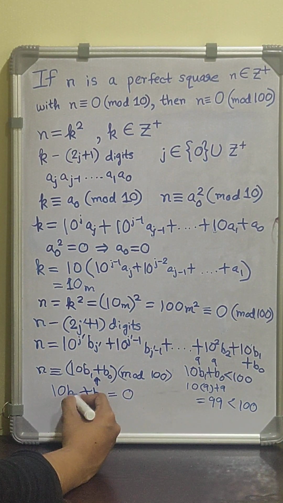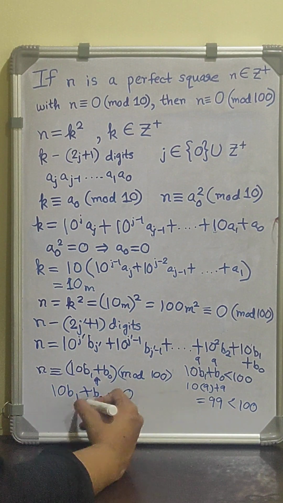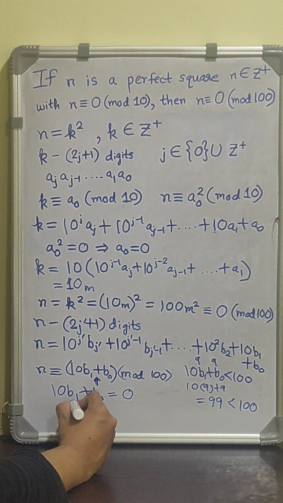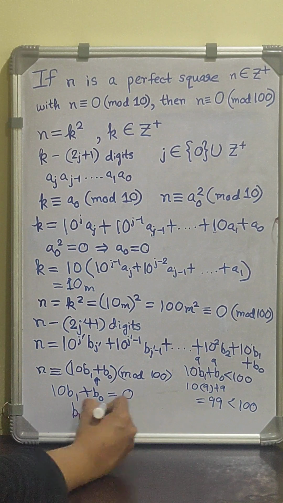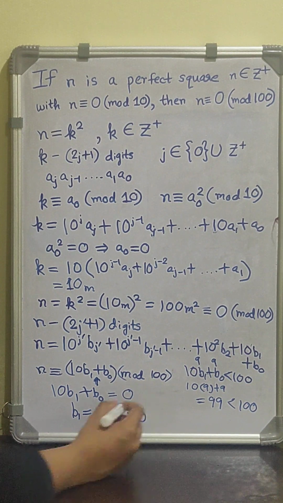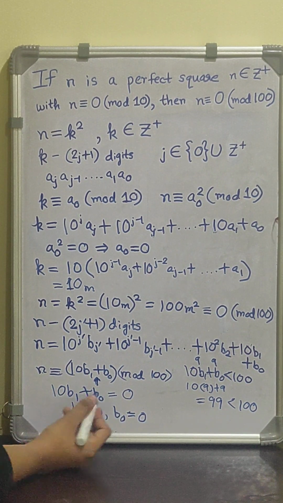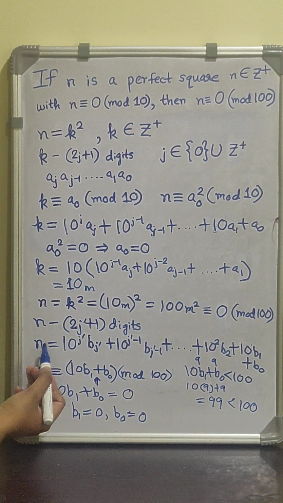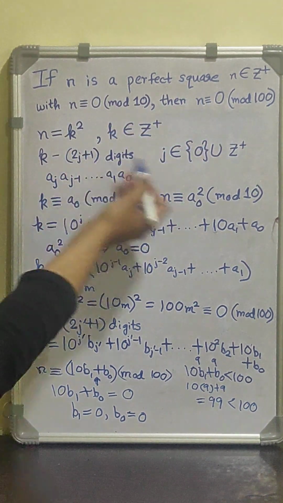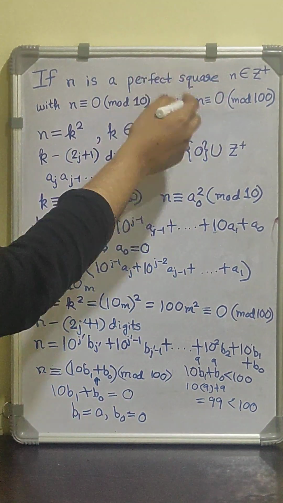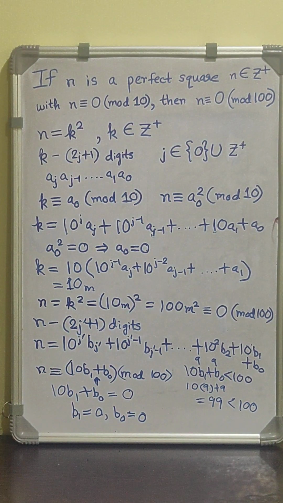And now if you're trying to find solutions where b1 and b0 are integers between 0 and 9, the only solution will be b1 equal to 0 and b0 equal to 0, because we cannot have negative solutions or any fractions here, so both have to be identically 0. And that means b1 and b0, the last two digits of n, the perfect square, not the root, are 0. So the perfect square will end with two zeros, and there you go, you have the result. So hope this was useful.